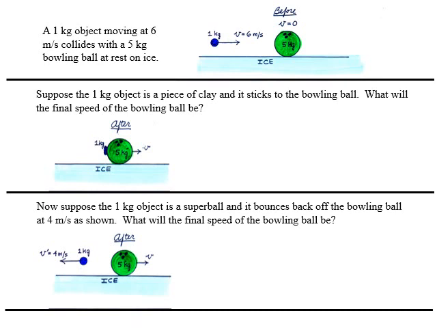But there are two possible types of collision here. I mean, what if we threw a piece of putty or a piece of clay at the bowling ball?